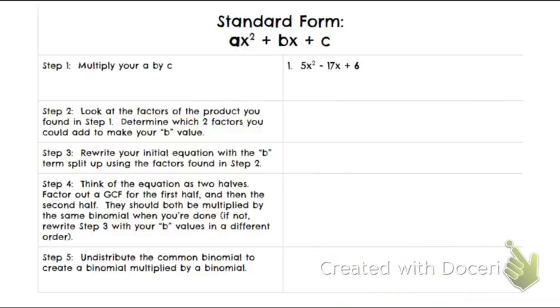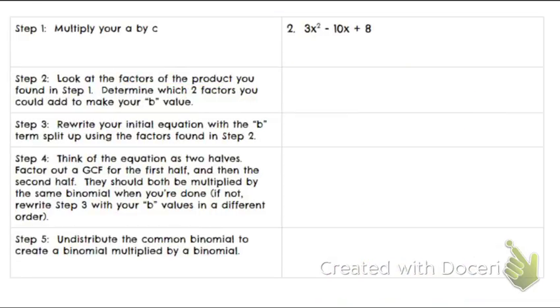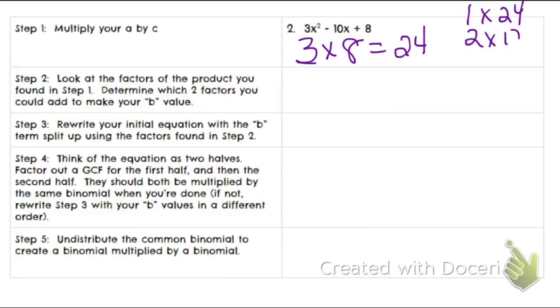I'm going to walk through one more example, and then I'm going to go into some helpful tips. So step 1, multiply my a by my c. 3 times 8 is 24. Step 2, I'm going to look at the factors of the product I found in step 1. So I can have 1 times 24, 2 times 12, 3 times 8, and 4 times 6. And these can be both positive or both negative.